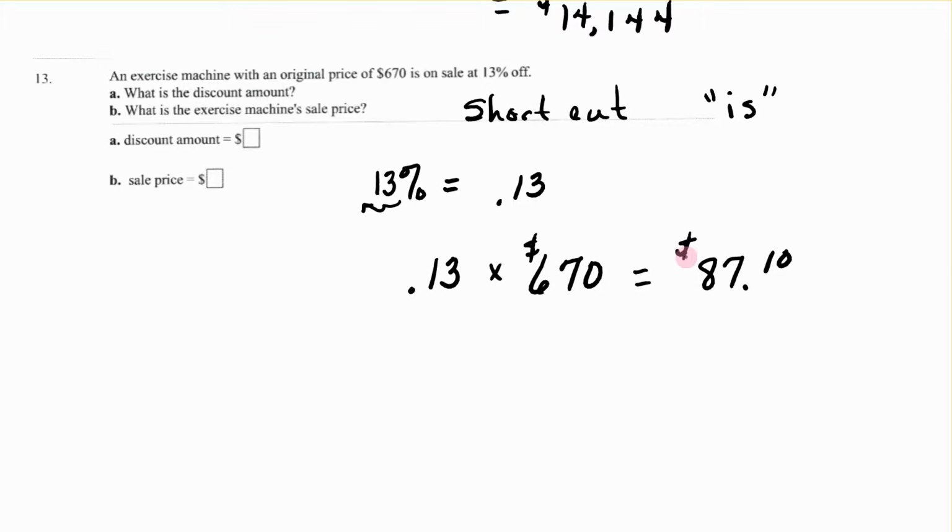I can do that multiplication. I'm just going to do it off screen. I don't think you need to see me do it with the calculator. All right, that's the discount. That's how much they're going to take off.